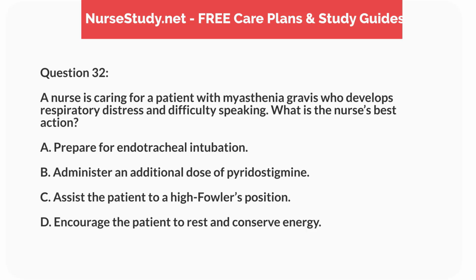Question 32. A nurse is caring for a patient with myasthenia gravis who develops respiratory distress and difficulty speaking. What is the nurse's best action? A. Prepare for endotracheal intubation. B. Administer an additional dose of pyridostigmine. C. Assist the patient to a high Fowler's position. D. Encourage the patient to rest and conserve energy.